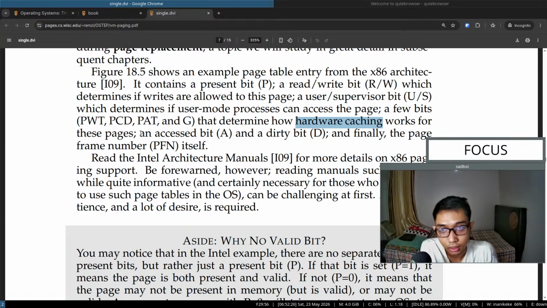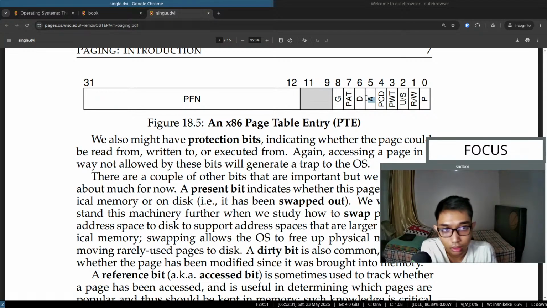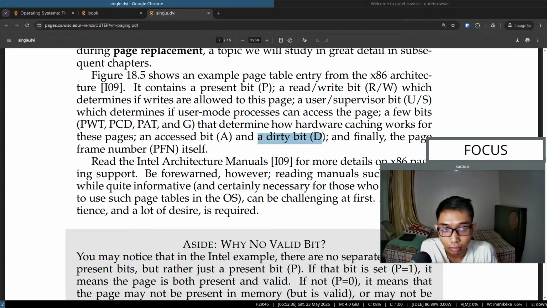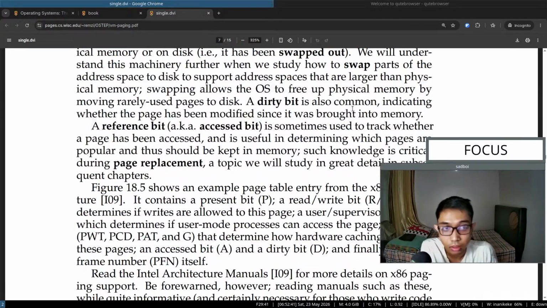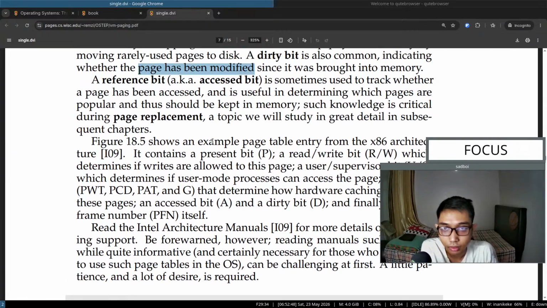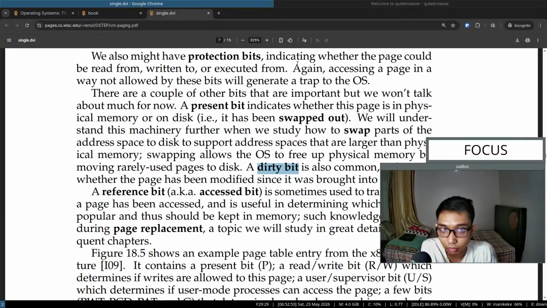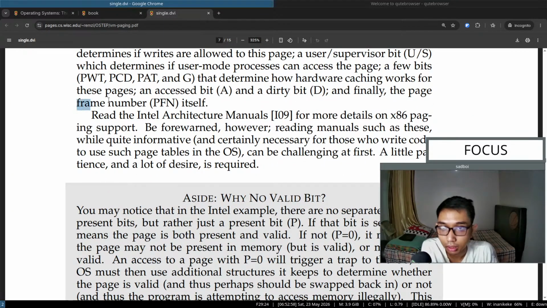Okay, an access bit, the A in this one, I guess. A dirty bit, this one has been modified, right? Access bit and then dirty bit. And finally the page frame number, PFN itself.